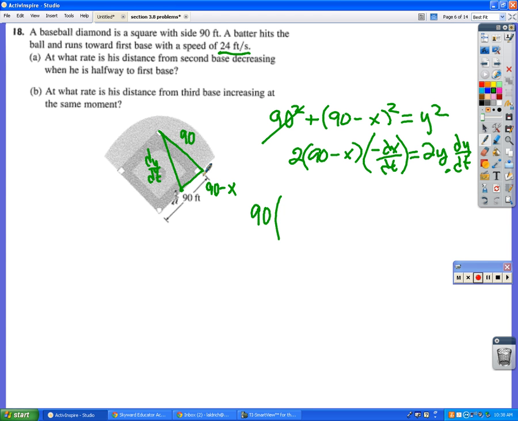So I just solve for y up here. Yes, when x is 45, what is y? And don't make the 90 a 0 anymore. That's only when we take the derivative.